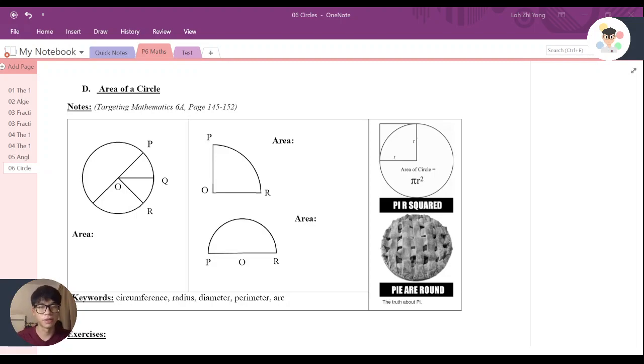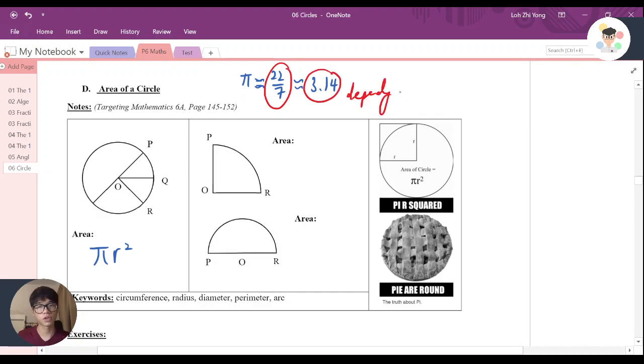Now, we're looking at the area of a circle. A very important thing that you must remember is that the formula for the area of a circle is always pi r squared. Just for information, pi is approximately 22/7, or sometimes 3.14. Whether you use 22/7 or 3.14 actually depends on the question.